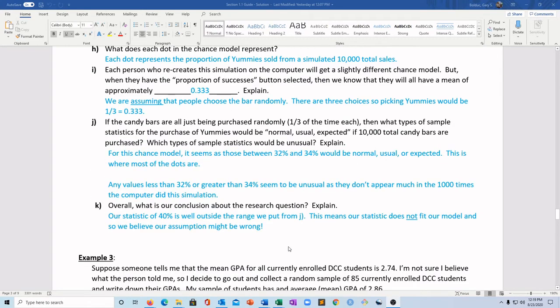Okay, so I've kind of already answered K, but we should just say it again. Our statistic, 40%, is well outside the normal range that we just said in J. That means our statistic does not fit the model. And so we think because of that, our assumption that Yummies really has 33% of the market might be wrong. There you go. We've got evidence against our assumption. So we're saying, we might want to throw that out.